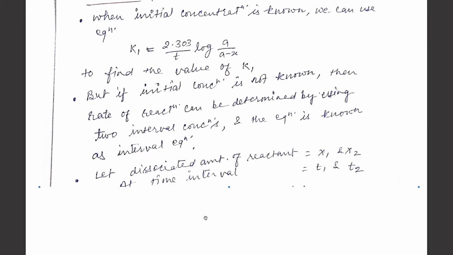So for this we'll derive this formula. Let two time intervals be t1 and t2 at which the concentration of the reactant is x1 and x2. Or we can say that till t1, x1 amount gets decomposed and till time t2, x2 amount gets decomposed.